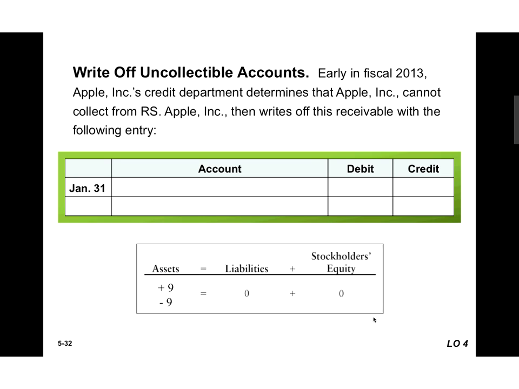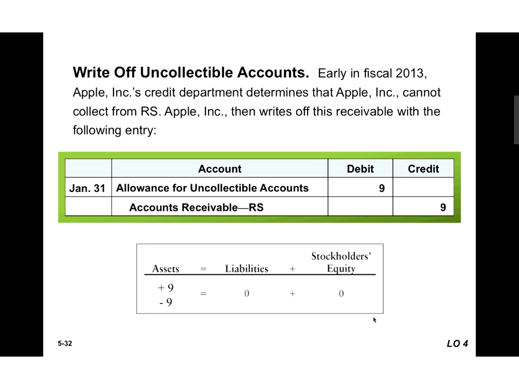We could leave them on the books, but what happens is we get this gigantic list of accounts receivable, and then we have this huge allowance account. When we write off an account, we're saying, this person's never going to pay us, let's get them out of there. So when we write off this RS account, we're going to debit allowance for uncollectible accounts, credit accounts receivable. So what we've just done here is we've pulled it out of accounts receivable, we've pulled it out of the allowance account, and we are writing it off.